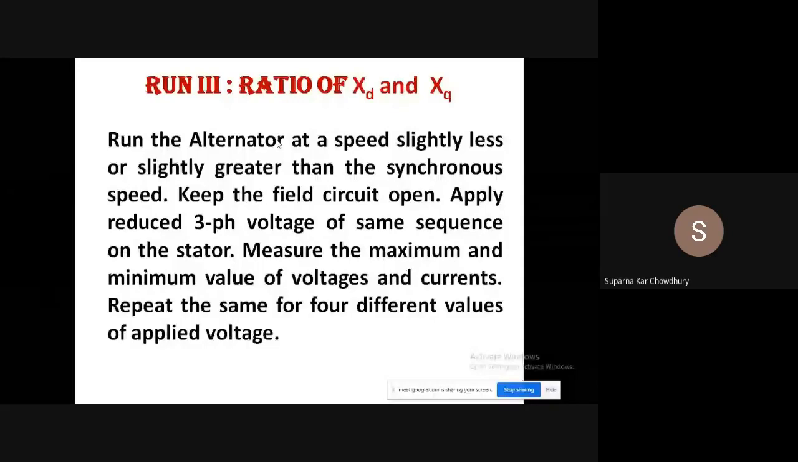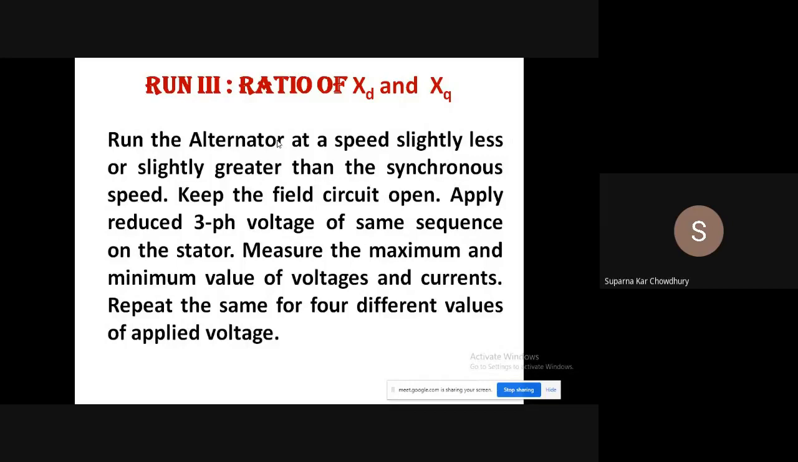So basically the ammeter and voltmeter which are connected in the circuit, their readings will vary. They will oscillate from maximum to minimum. Now the ratio of maximum voltage to minimum current should give us Xd, and minimum voltage by maximum current gives us Xq. So ideally both Xd and Xq can be determined from the slip test.